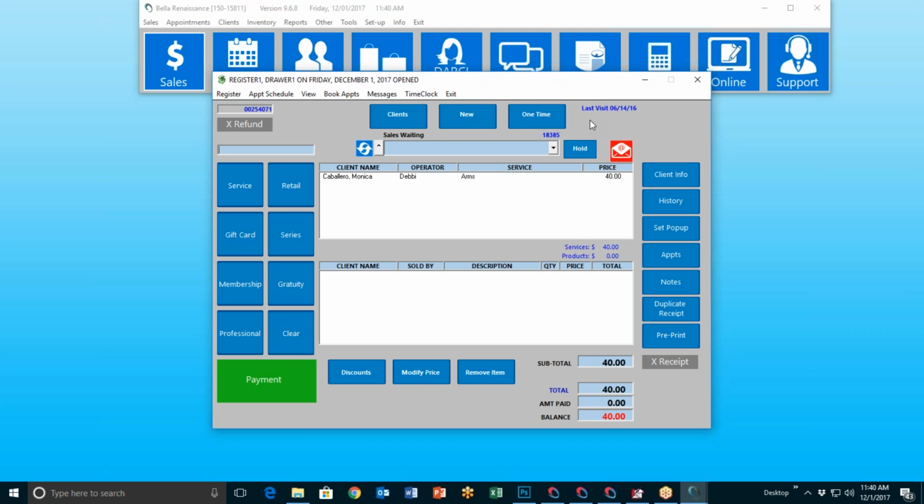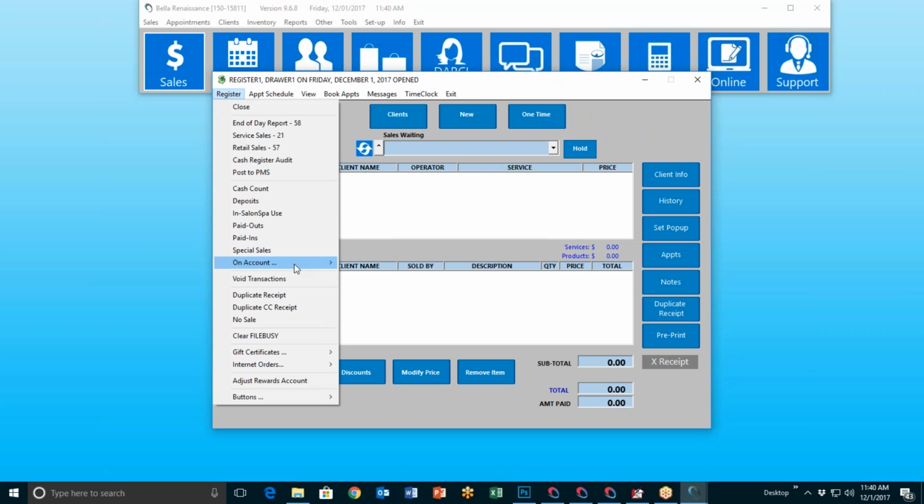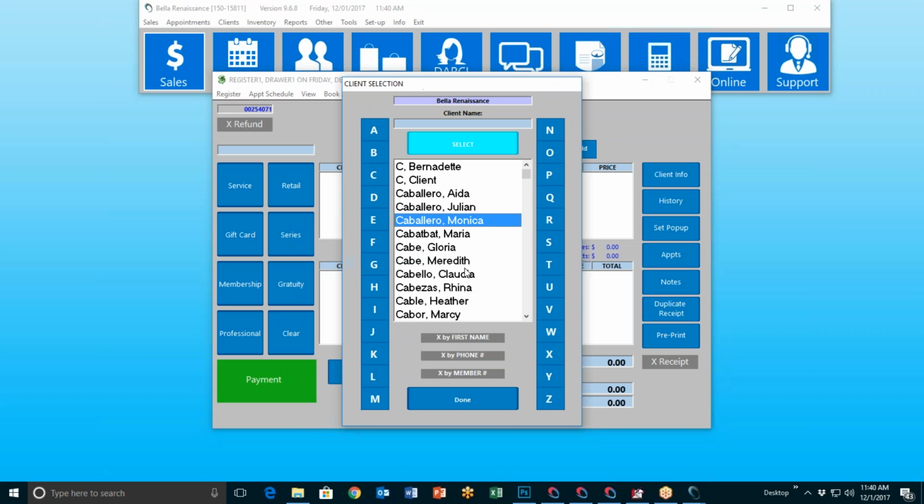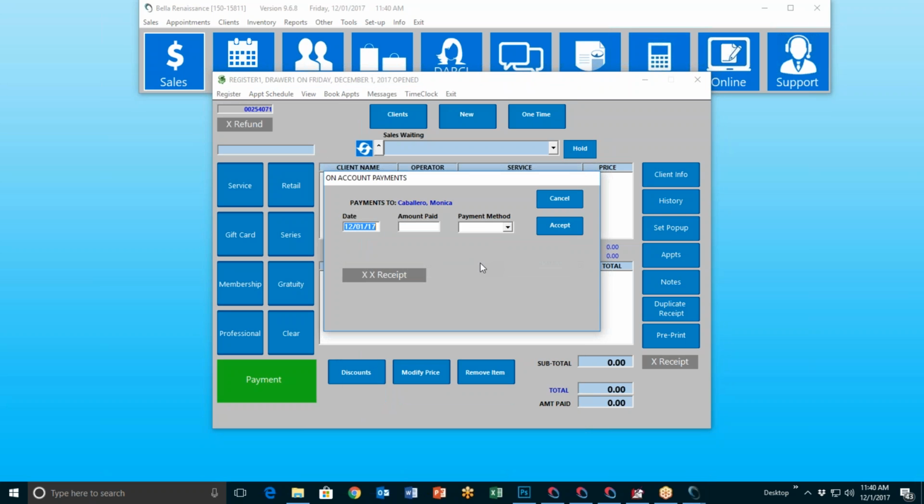And can you process the same way if we're doing a down payment? Patients like to pay a down payment on the service before they even get the service. You go to sales. If you want to do an actual charge to a card for a deposit, then you would go here to register, and you would go to on account, and then on account payments. You would pull up the customer, whoever they are. You would put in the amount that they're going to pay you, and then you would choose the payment method, in this case something like Visa. And then you would be able to charge their card.